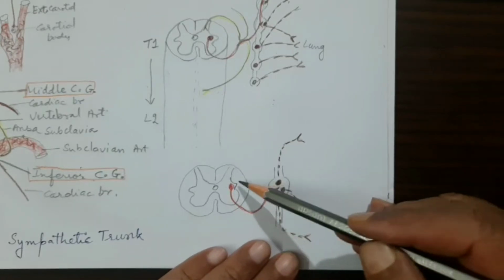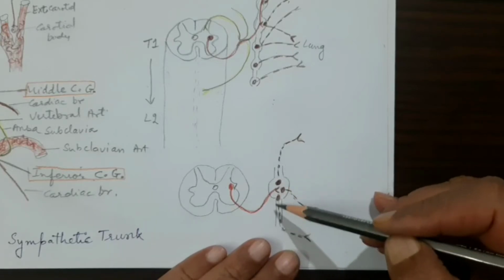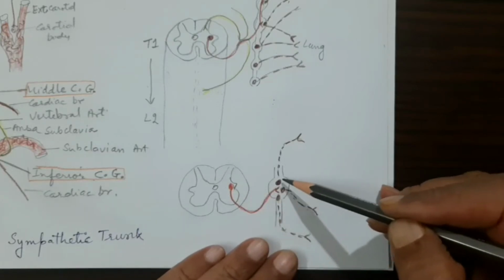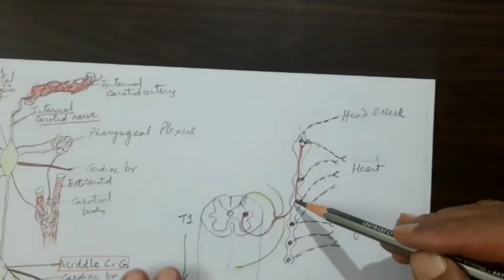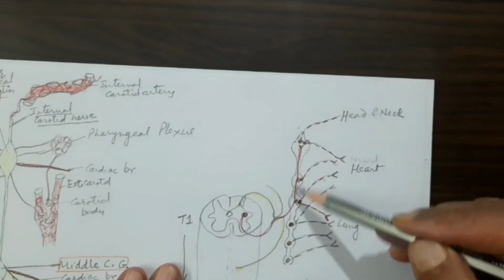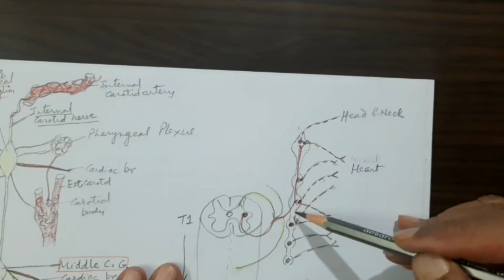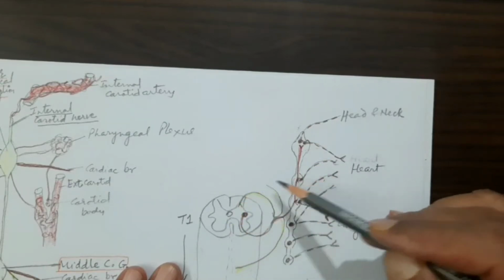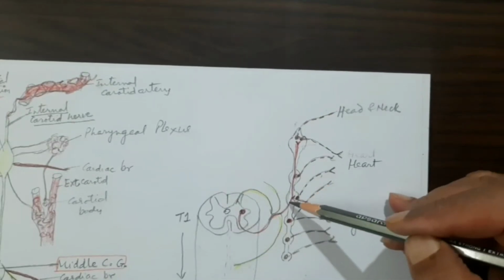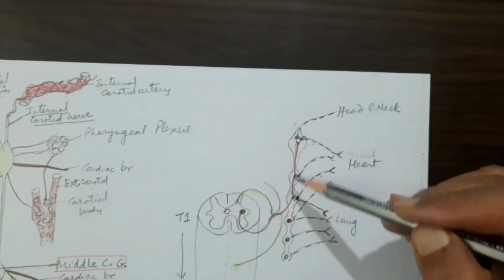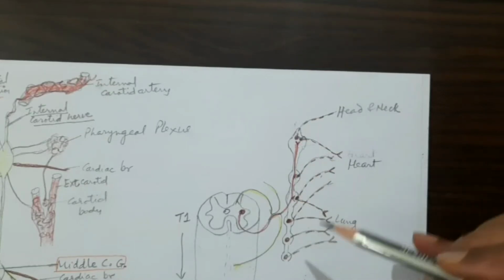But sometimes these fibers will not relay only at the level from where they come. The fibers may ascend up, as in this case. See, the fibers are ascending, as in the case of the cervical region, because in the cervical area the trunk is there, but the spinal cord is not giving any preganglionic fibers. It is only in the thoracic region. So from the thoracic region they will ascend up and relay at different levels of the cervical sympathetic chain.